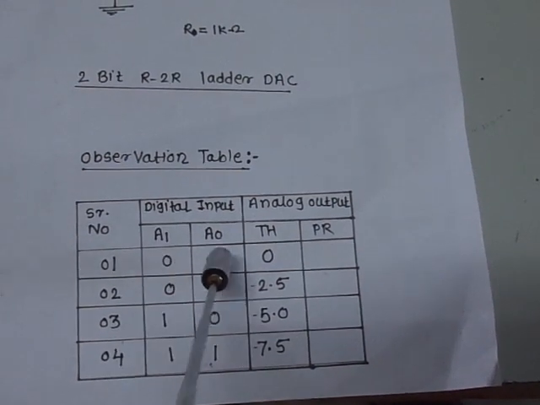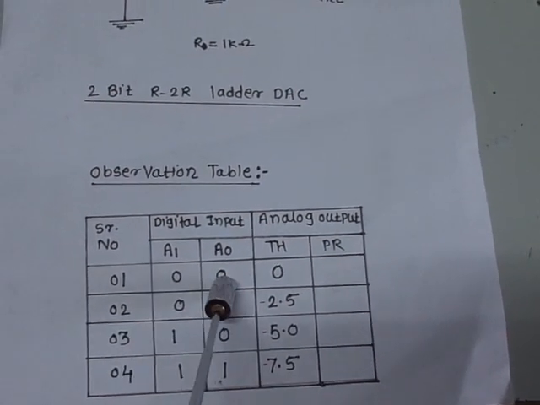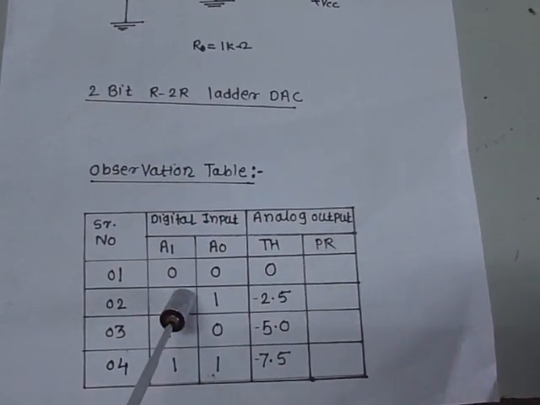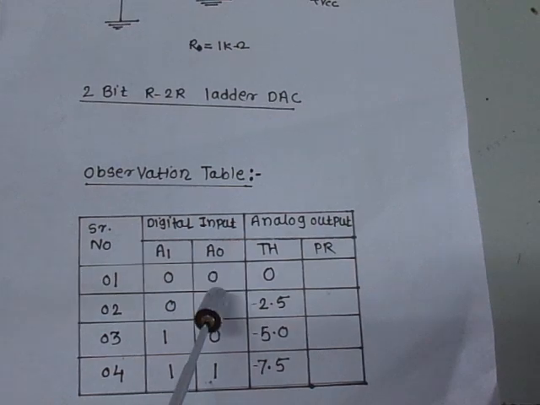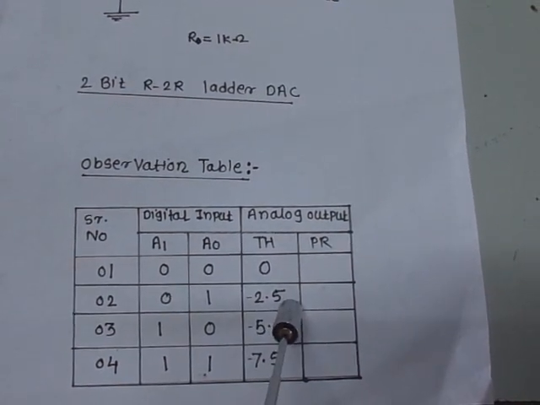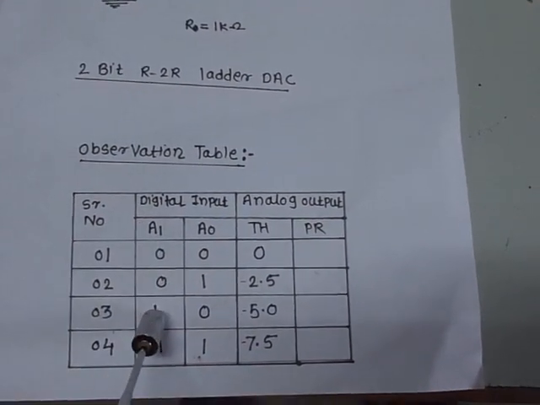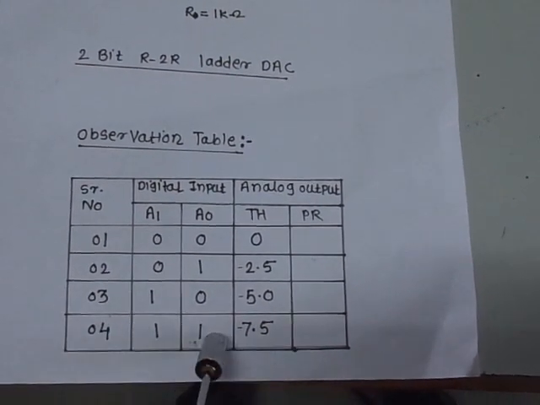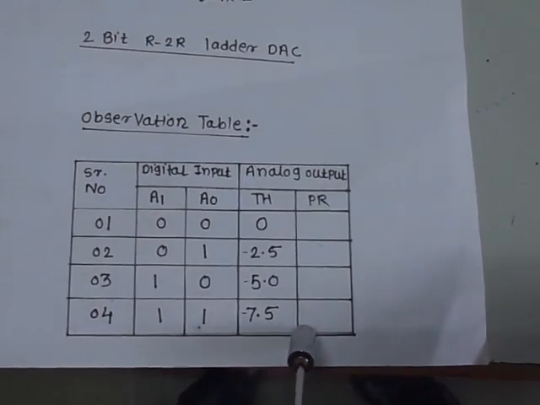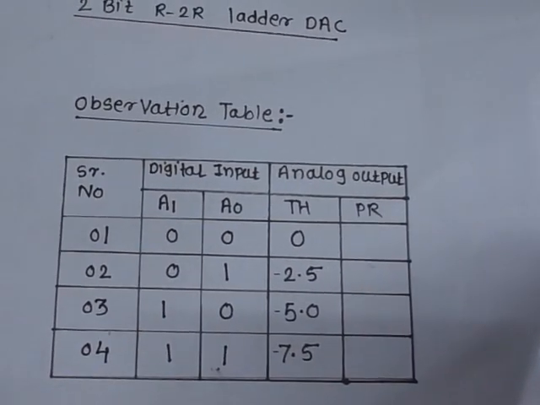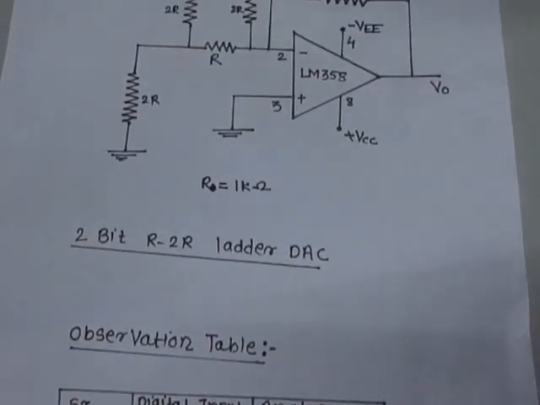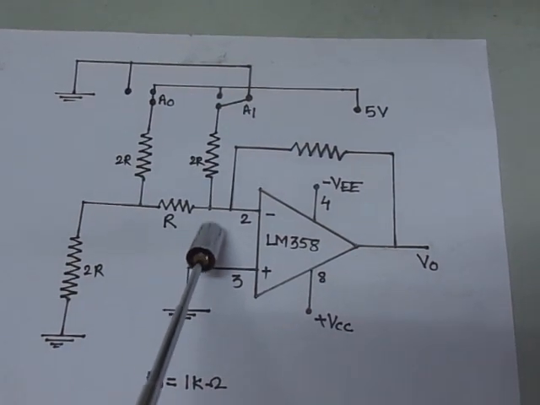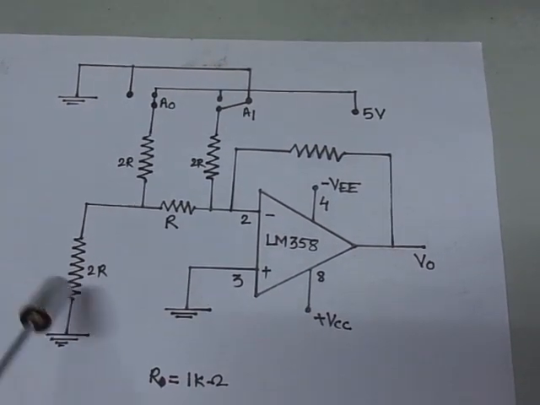Whenever we apply 0 0, means A1 as well as A0 both are connected to ground potential, theoretically the output voltage will be 0. When A1 is connected to 0 and A0 is connected to 1, theoretically the output is minus 2.5 volt. Whenever A1 is 1 and A0 is 0, the output is minus 5 volt. When both A0 and A1 are 1 1, theoretically the output is minus 7.5 volt. The output is negative because the input signal which we apply is connected to pin number 2, that is the inverting terminal of the integrated circuit.